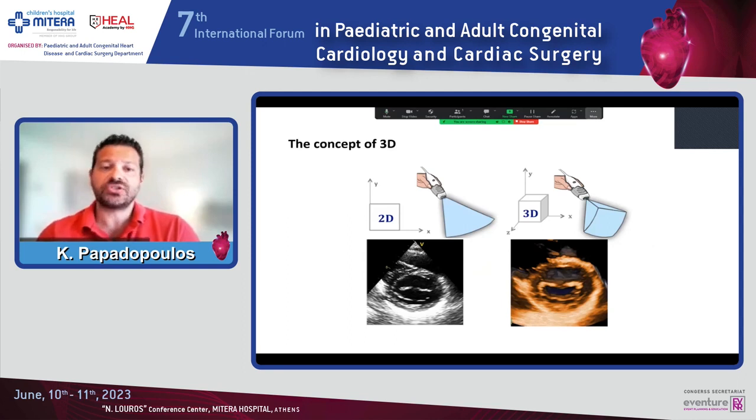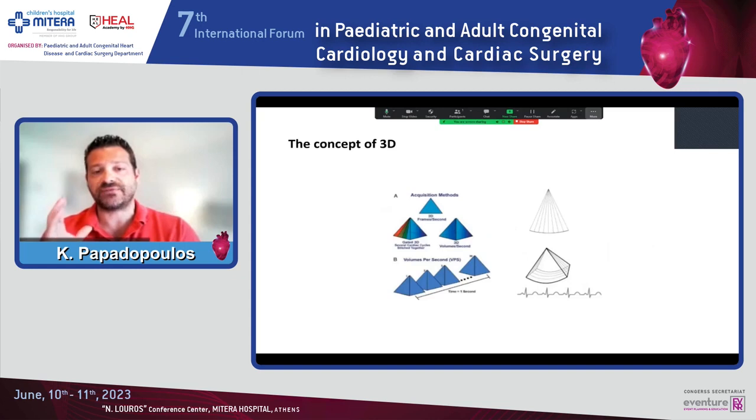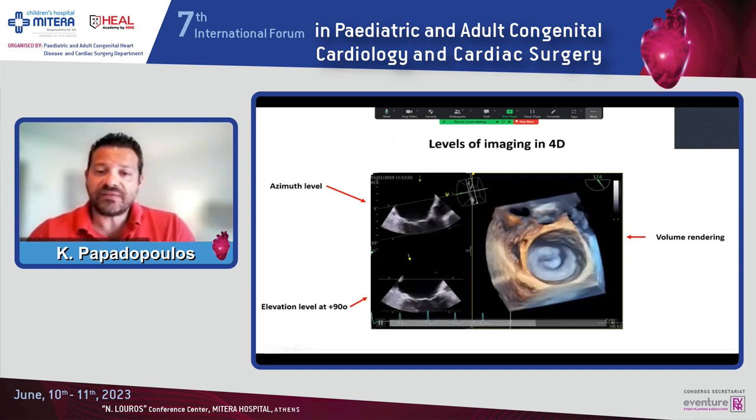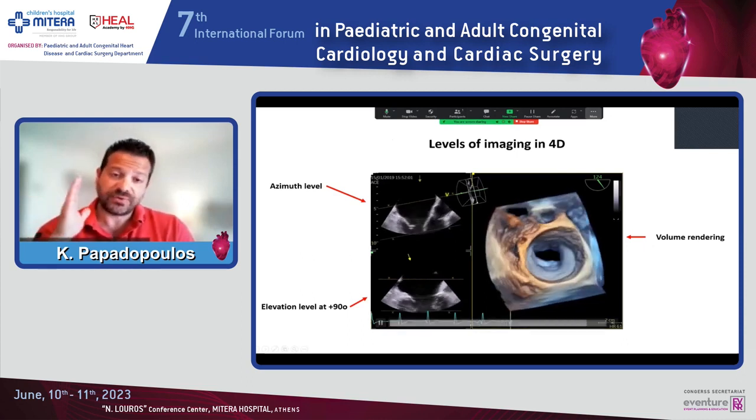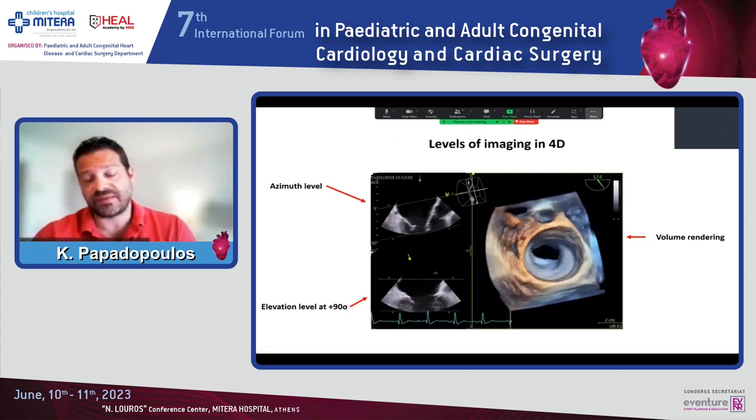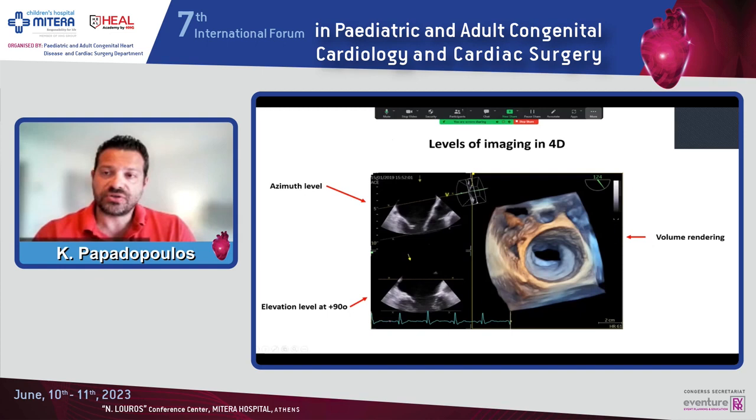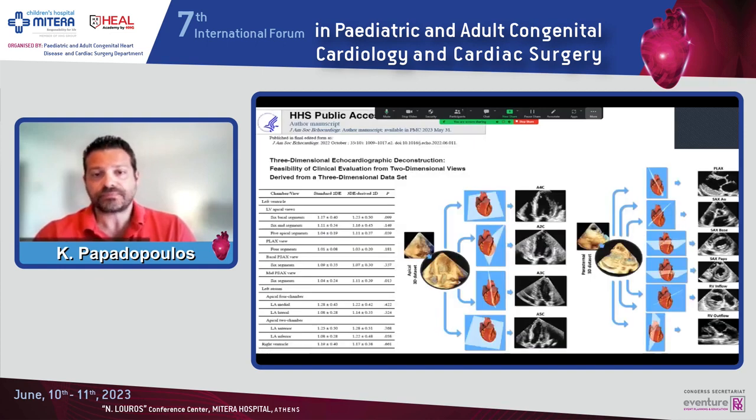The concept of 3D is to move from the area to the volume, and in order to do that, we have to stitch different cardiac cycles and take a full volume 3D dataset. For example, this is a mitral valve where you can see that we have the azimuth level, we have the elevation level, which is the depth of the mitral valve, and this is the volume rendering view of the structure that we want to appreciate.